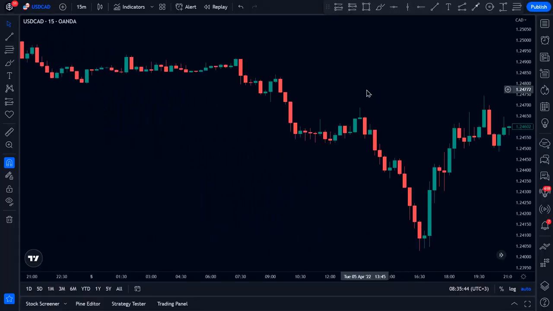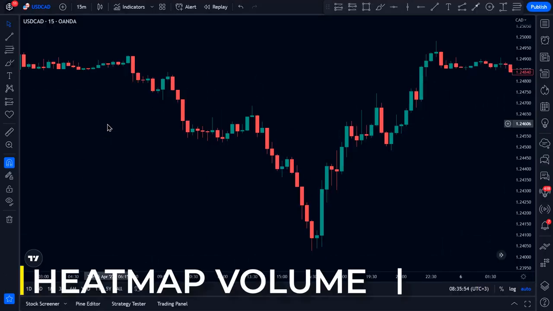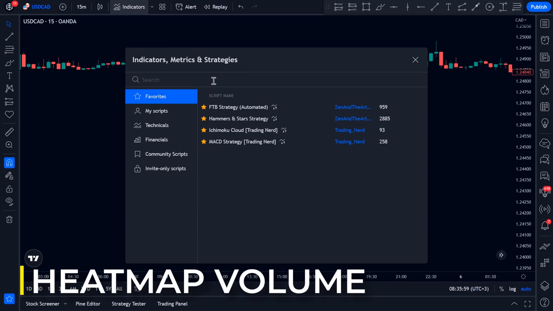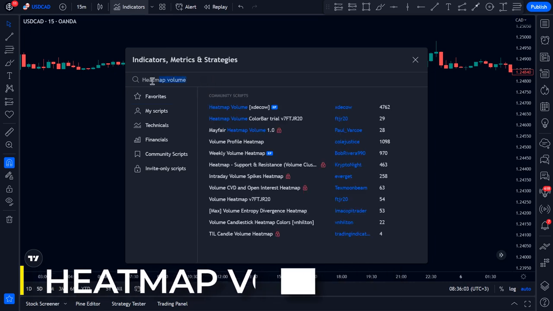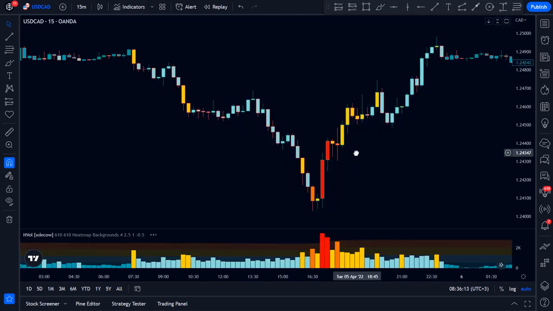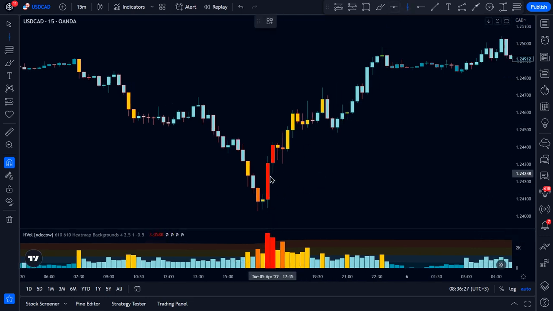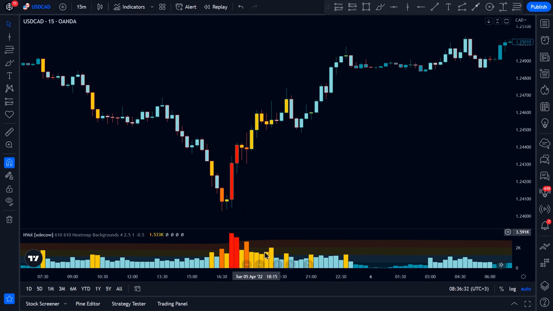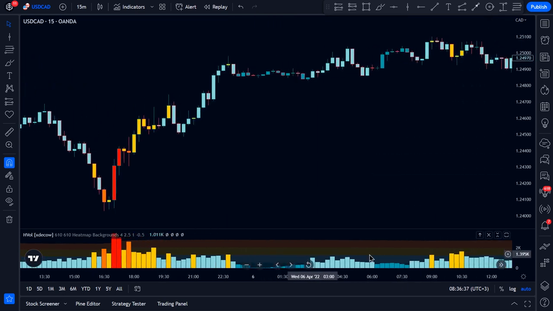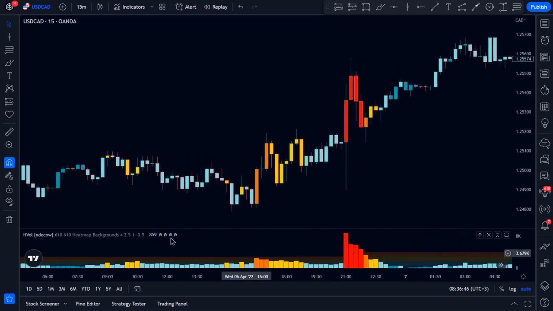So in third place, we have a volume indicator called Heatmap Volume. Click on Indicators, then type here Heatmap Volume, and select this one by SeedCow. Now, looking at this indicator, you can see that it also changes the bar colors or the candle colors according to the volume threshold in the market, the same colors that we can see here on the volume histogram. Let's access the settings to see how these colors are going to help you when live trading.